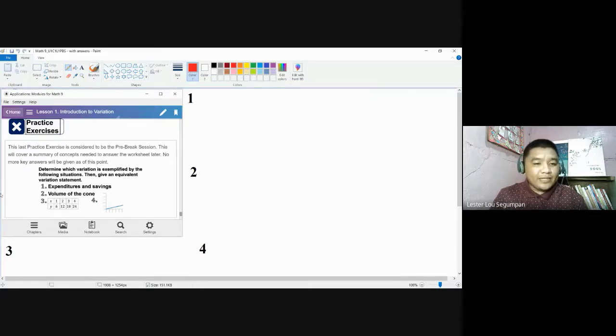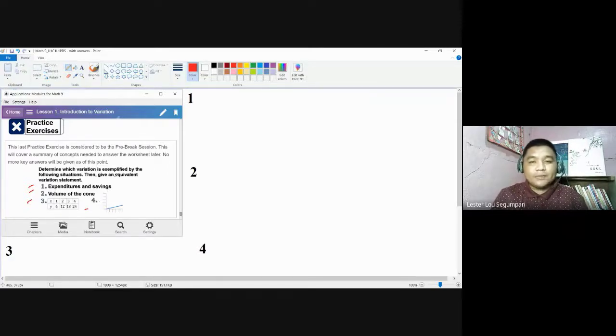We have here four items. Number one has two specific variables. Number two is a formula for the volume of the cone. Number three is a table, and number four is a graph. Our goal here is to determine which type of variation all of this represents first, and then later come up with a variation statement that could explain how this works.